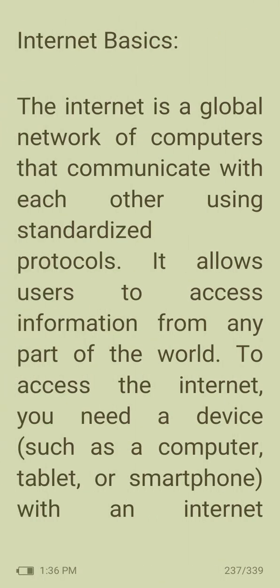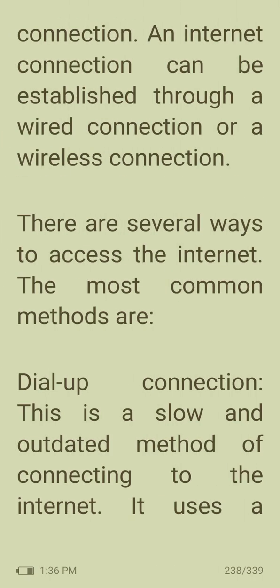Internet basics. The internet is a global network of computers that communicate with each other using standardized protocols. It allows users to access information from any part of the world. To access the internet, you need a device such as a computer, tablet, or smartphone with an internet connection. An internet connection can be established through a wired connection or a wireless connection.